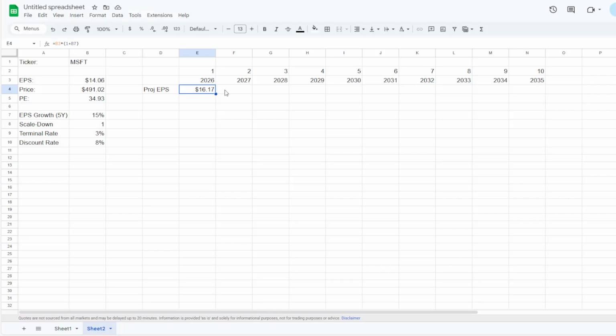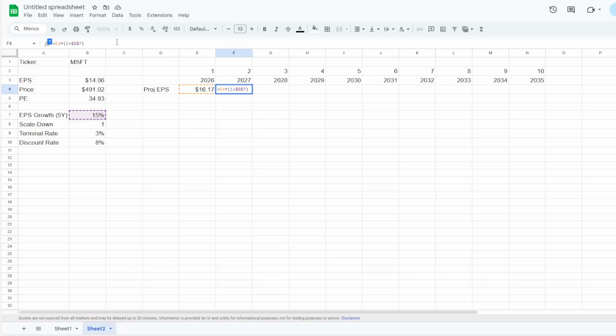So what do I want to happen next? Well, I want to look at this cell right here, and I also want to grow it by 1 plus 15%. Now, I don't want to have to do that for all 10 years. And so now that this is in cell F4, I'm going to put dollar signs around the B7, in front of the B and in front of the 7.